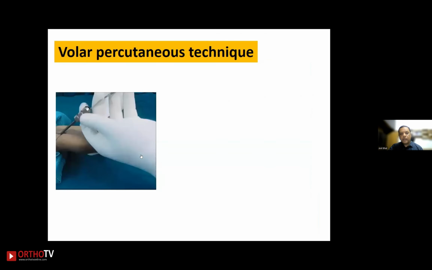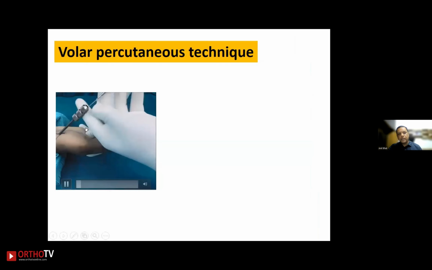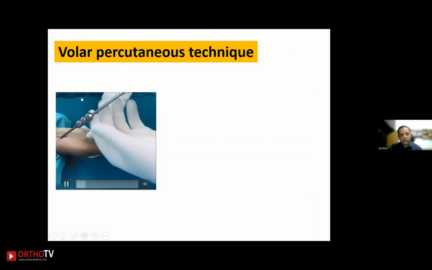And once that is done, there's another screwdriver here. This is one particular instrument that I'm showing. There's no conflict of interest there.